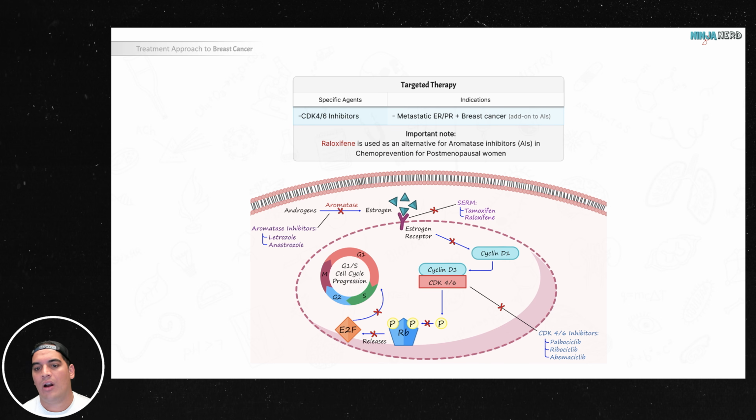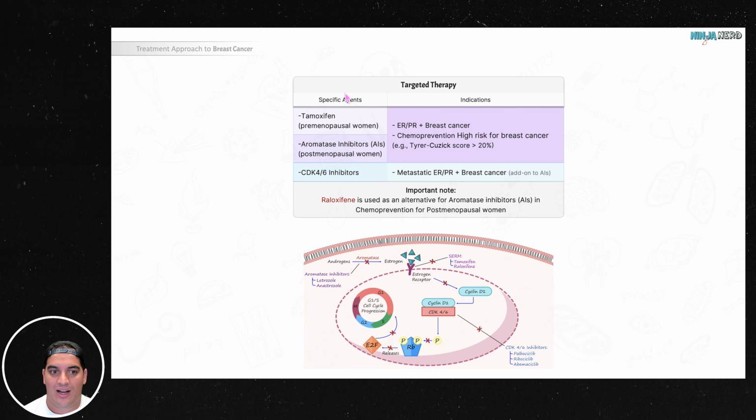Now, one other important note that I didn't mention is raloxifene. It also is mentioned in the textbooks that raloxifene can be used as a chemopreventative agent, but we use it as an alternative to aromatase inhibitors in postmenopausal women, not premenopausal. Tamoxifen is the only one for chemoprevention in premenopausal. Aromatase inhibitors and raloxifene, which has the same mechanism as tamoxifen, which is kind of interesting, are going to be for chemoprevention in postmenopausal women.